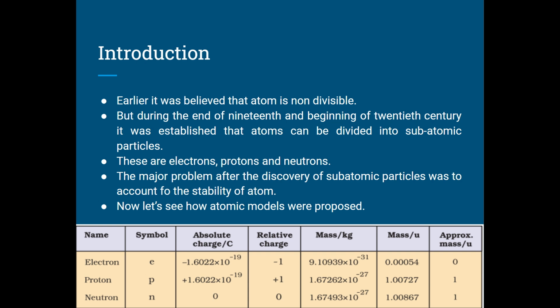There are these three species: electron, proton, and neutron. You need not learn anything from this table, but just keep in mind the symbol EPN, the relative charge, -1, +1, 0. This is very basic, so everyone knows, I guess. And the approximate mass in atomic mass unit is 0, 1, and 1 for your electron, proton, and neutron.